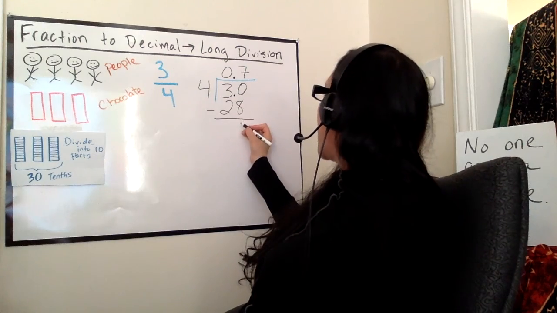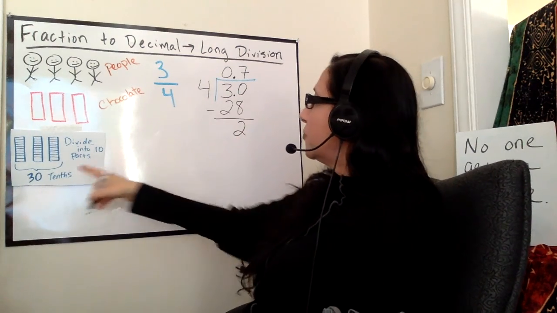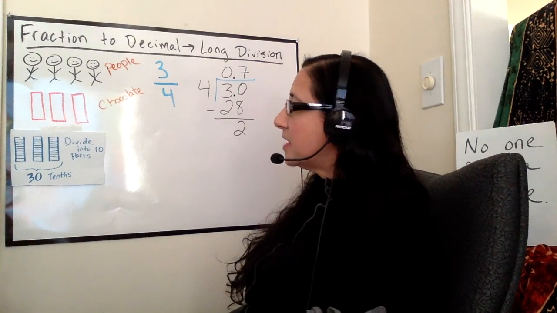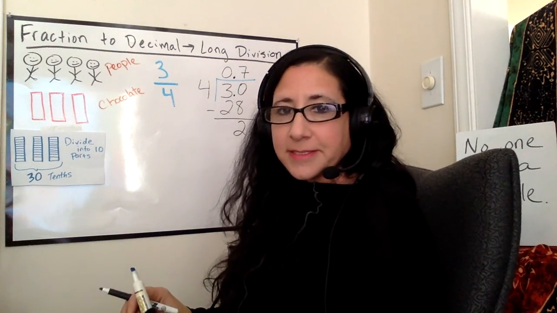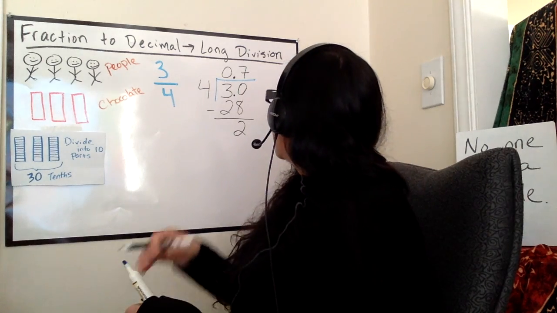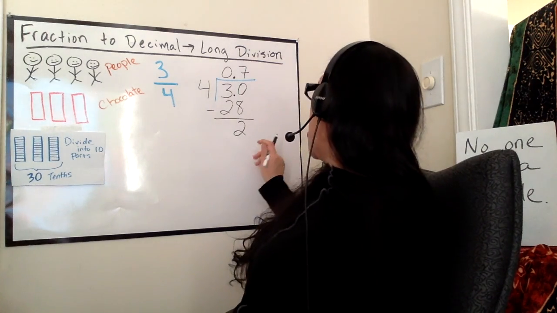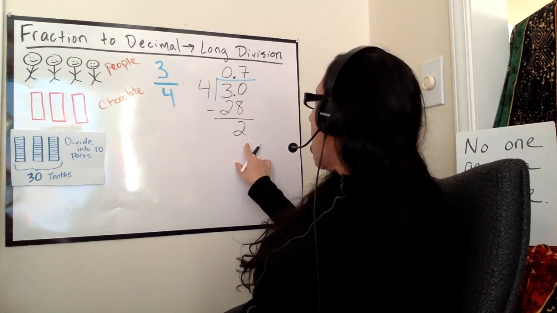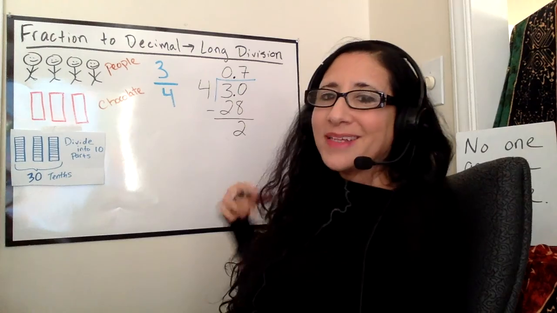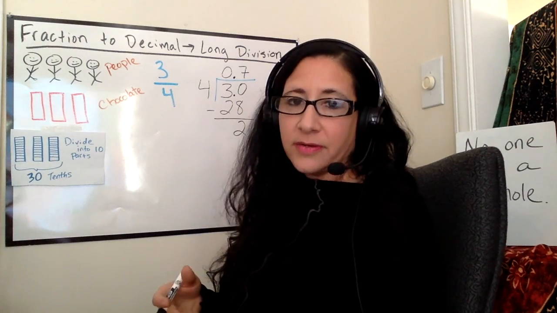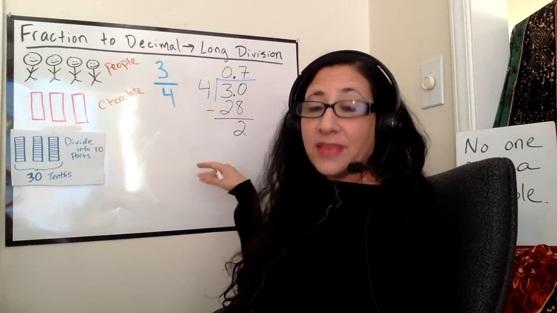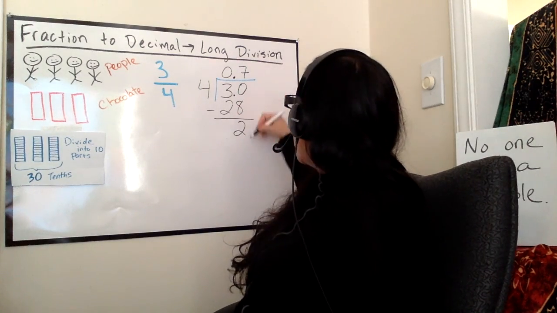That's what happens when we subtract. These are the 2 tenths that will be left over if each of these people gets 7 tenths, which would equal 28 tenths. Now I have to keep going because I can't stop until this is a 0, or I see a repetitive pattern. But today we're going to see it get to 0 and then we can stop. So now I'm going to keep going.